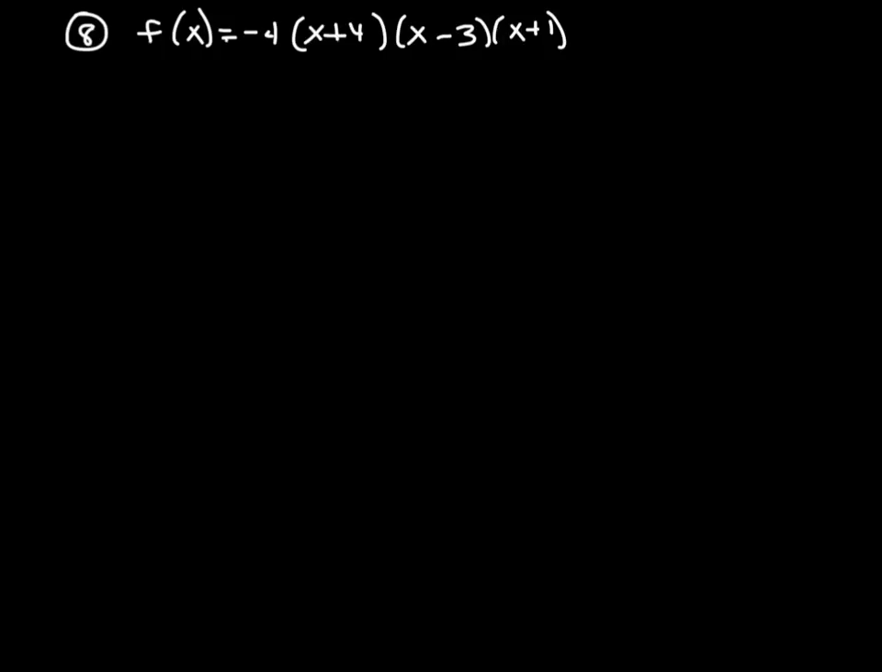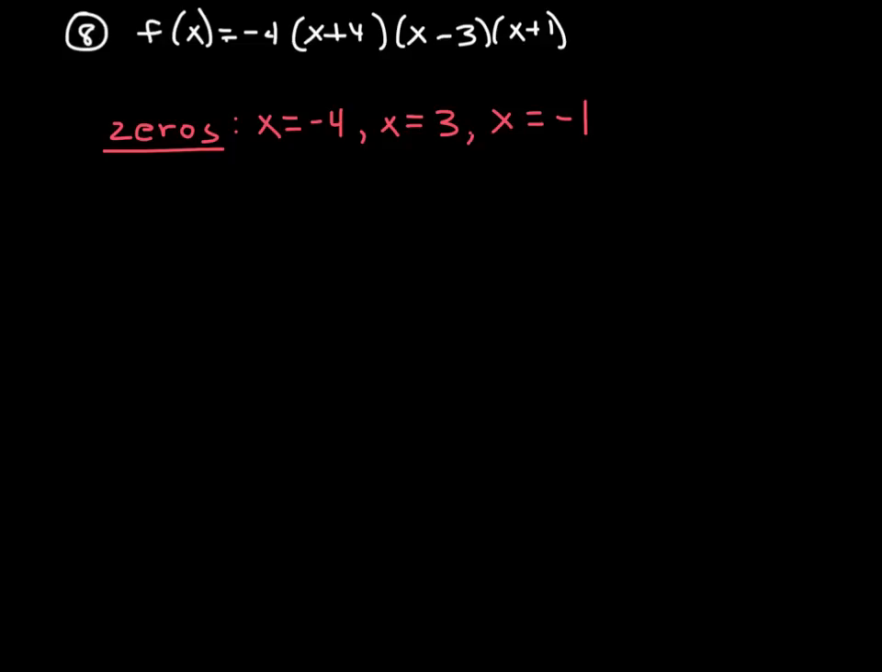Okay, so number 8 asks us to sketch a graph of f of x by finding the zeros and determining the sign of the values of the function between the zeros. So the first thing we want to do is find our zeros. If we were to make a t-chart and set this equal to 0, we would see the negative 4 would cancel off, but we would have a 0 at x equals negative 4, x equals positive 3, and x equals negative 1.